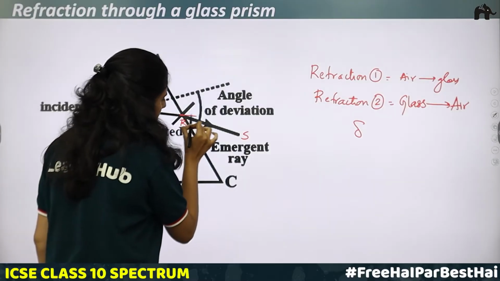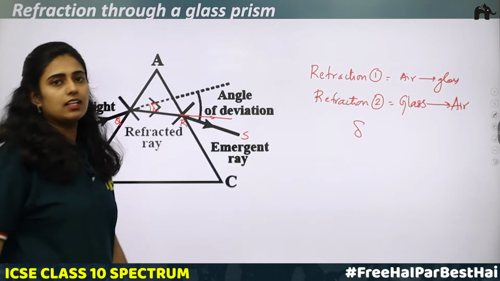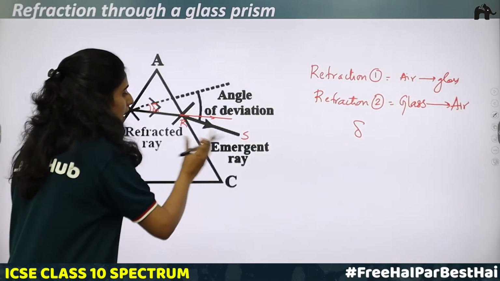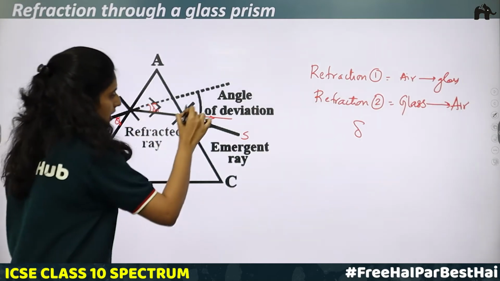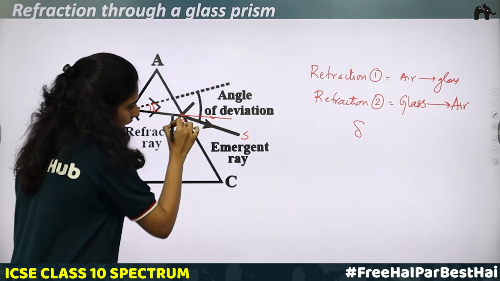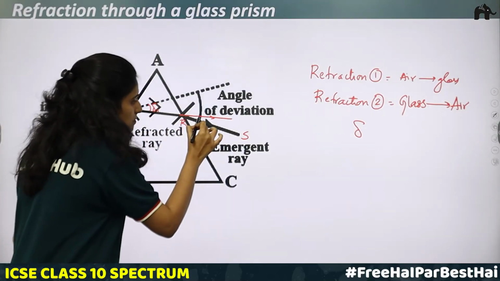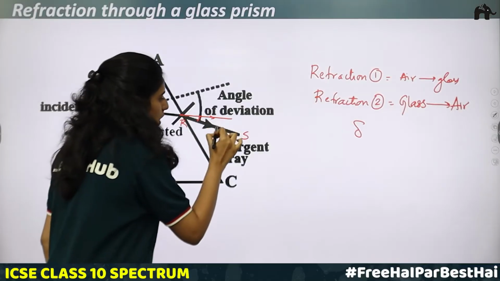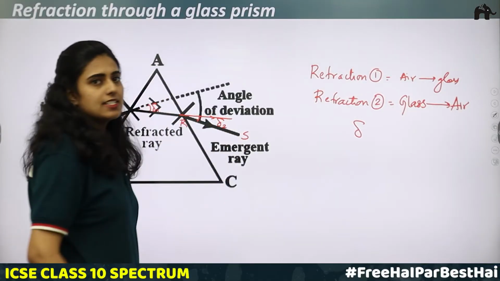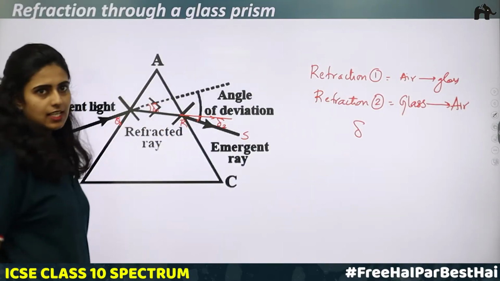This is the exact path in which the refracted ray should have moved. But here refraction is happening and it is bending away from the normal. Here we have the normal. This is the actual path and it is moving away from the normal. So this much it has moved. Okay. This much it has deviated. And this angle we represent as delta 2. So delta 1 is the first angle and delta 2 is the second angle.